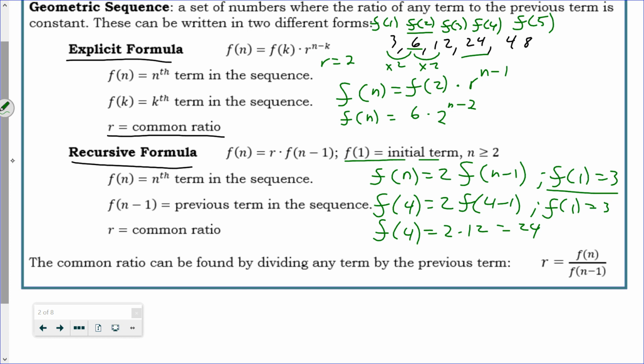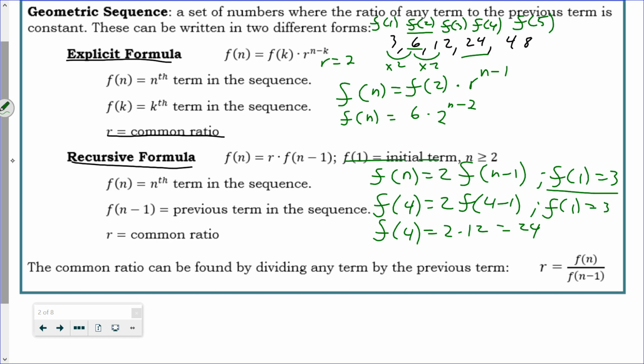Because I made an example, I'll say, well, what's f of 4? So when n equals 4, right? So f of 4 will equal 2 times f of 4 minus 1. So n minus 1, so 4 minus 1 is 3. What's f of 3 in the sequence right here? 12, right? So 2 times 12, or 2 times the term right before it, is 24. F of 4 is 24.